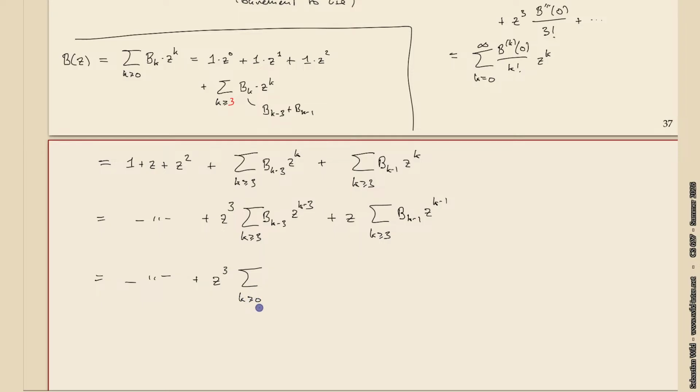So if I start at 0 instead of at 3, then I'm starting at 0 in each of these cases, b_k and z to the k. And here I can do the same, but it doesn't quite work. I still have the sum starting at 2.